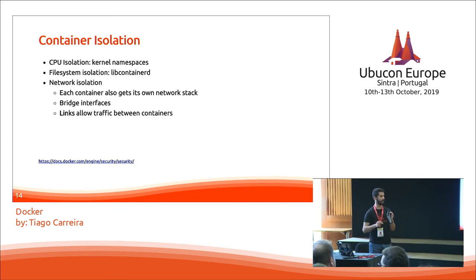It will stay connected to a bridge on the Docker host, so it can access the internet and whatnot. But two containers cannot access each other through the network, because Docker will take care of that. And if you want to connect two containers, you have to specifically create a link so that both can communicate. Any questions until now?